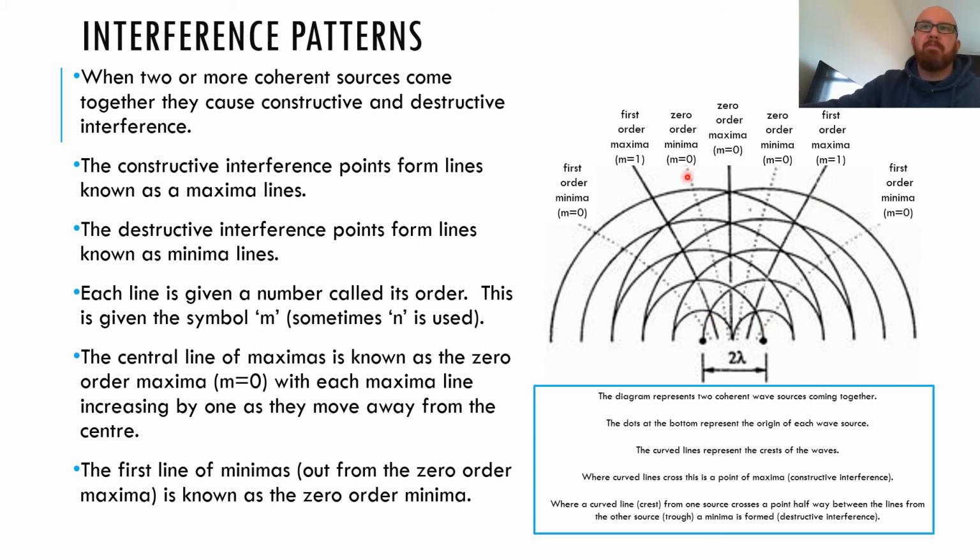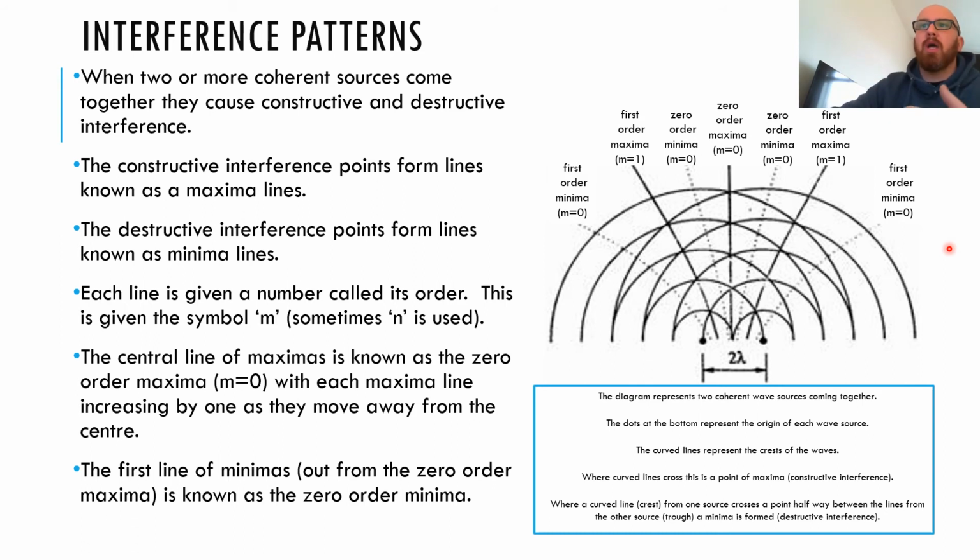The first set of minimas from the central one is called the first order minima. Oh, my diagram's wrong, that should have a 1, I'll get that changed. That should have a 1, that should have a 1 there as well. So first order maxima, first order minima, these should both be 1s. I'll change that in another PowerPoint. And they stretch out on either side. Okay, now this is quite a complicated diagram.